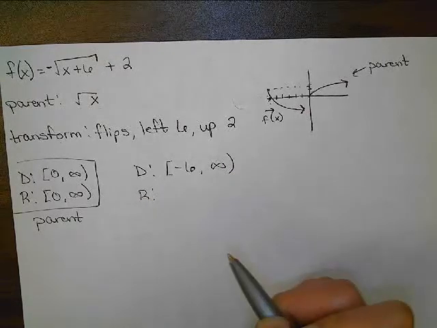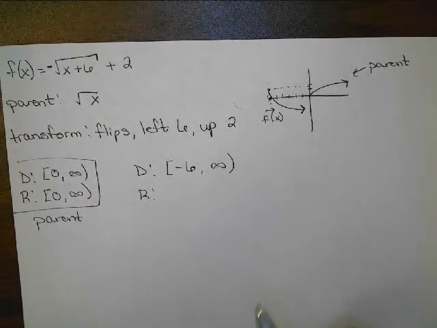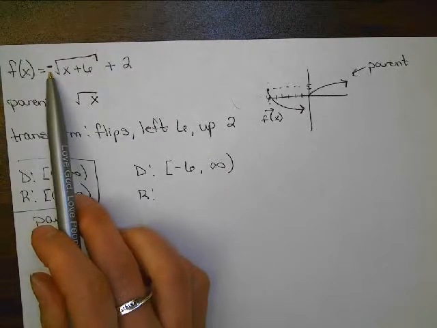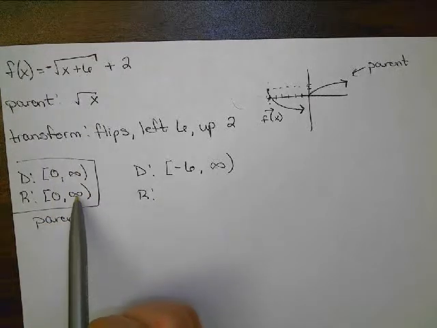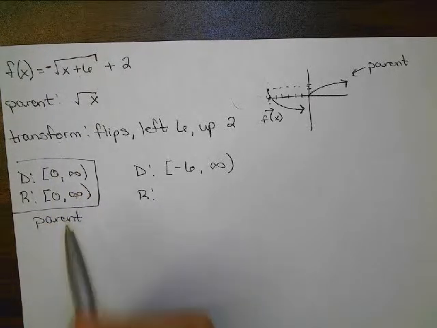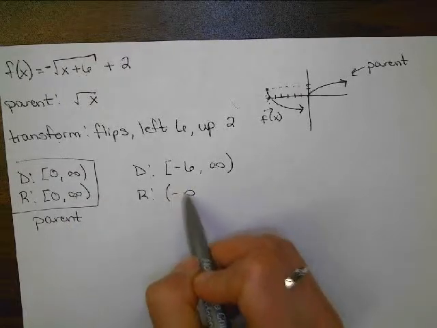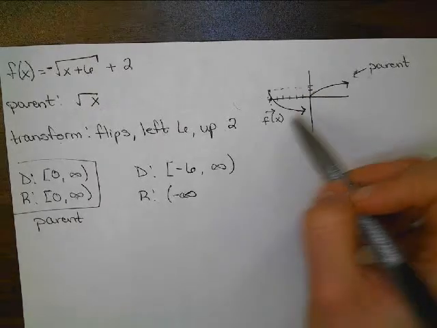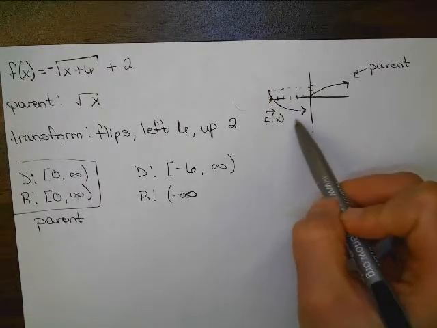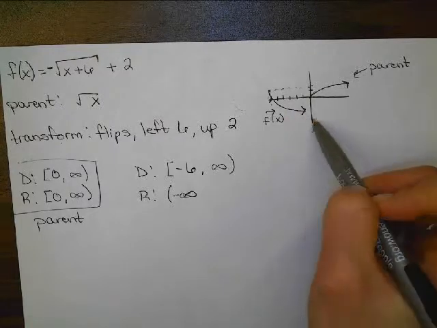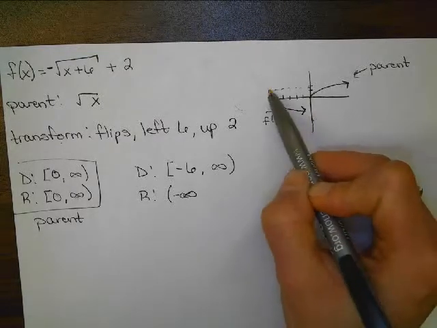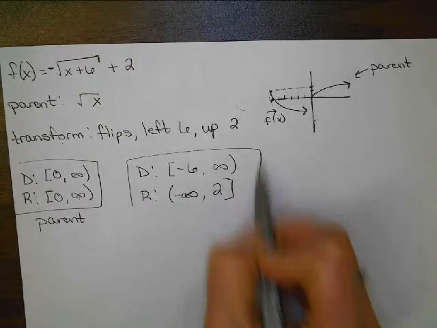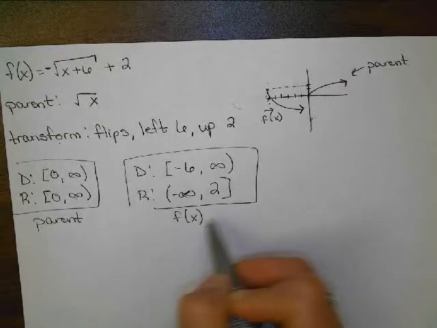Now my range is a little different here, and the reason it's different, it's not going to go to positive infinity, is because of this negative that flipped it. So instead of heading to positive infinity, I'm now heading to negative infinity. So I start at negative infinity. And if you look at your sketch, here, you'll see that this range is going down, so I'm going down to negative infinity. Now the top of this, you'll see, I moved up 2, so my range tops out at 2. So that's my domain and range for f of x.